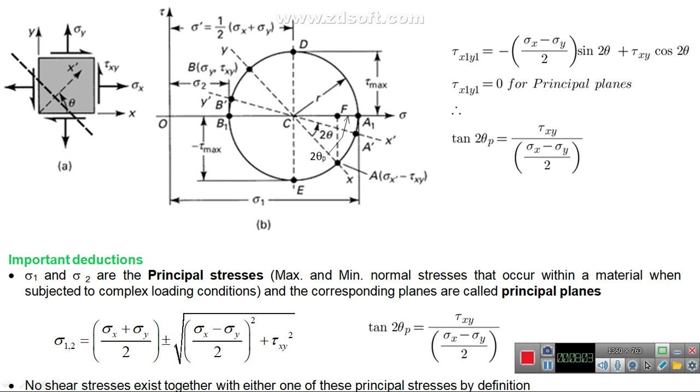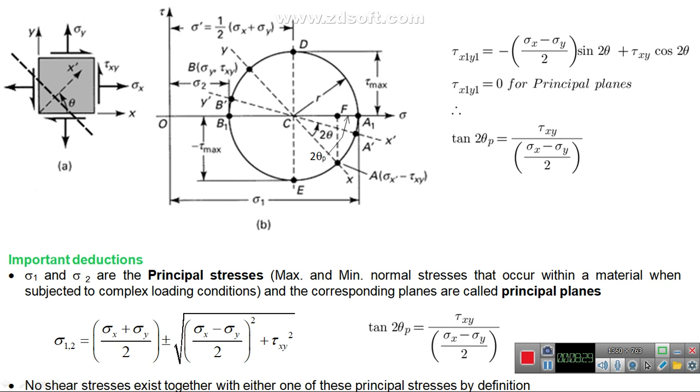Principal planes are planes which do not have any shear stress component. Now we will locate the principal planes and principal stresses in the Mohr's circle. This is the stress transformation equation for shear stress. Equating the shear stress component in the stress transformation equation to 0, we observe that tan 2 theta is equal to tau xy divided by (sigma x minus sigma y divided by 2).